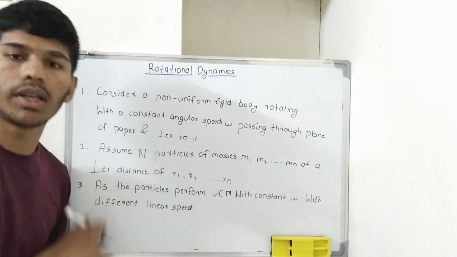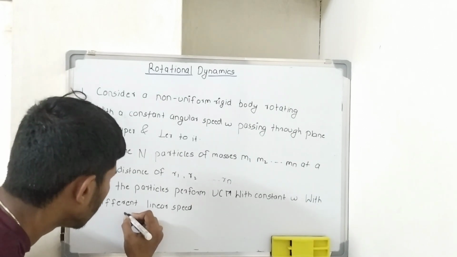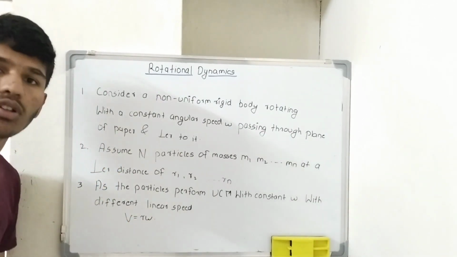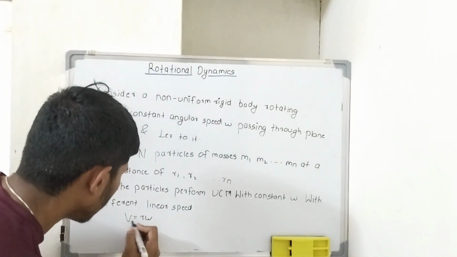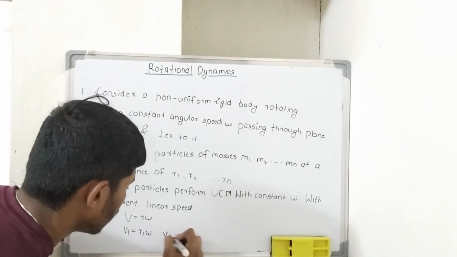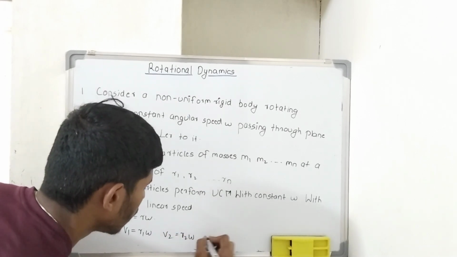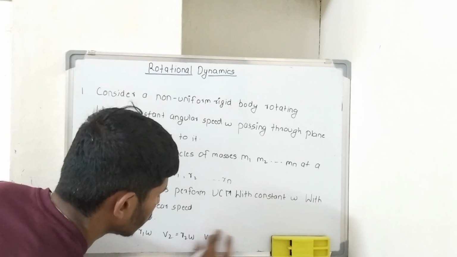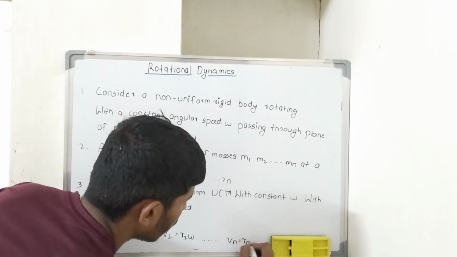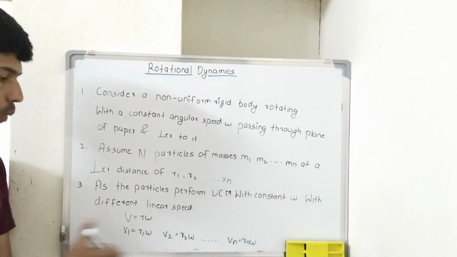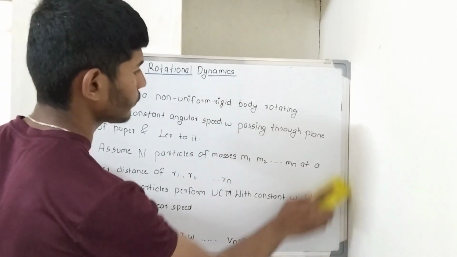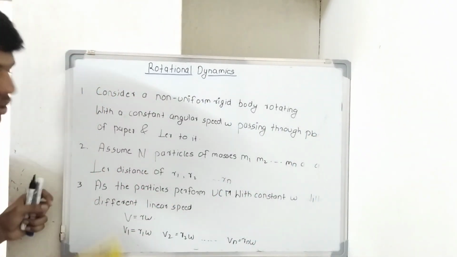If we assume different linear speeds, what will be the formula? We know that v is equal to r omega. So for individual masses, the formula will become v1 is equal to r1 omega, v2 is equal to r2 omega, till vn is equal to rn omega. So the formula will become like this. Understand? So please write it down.